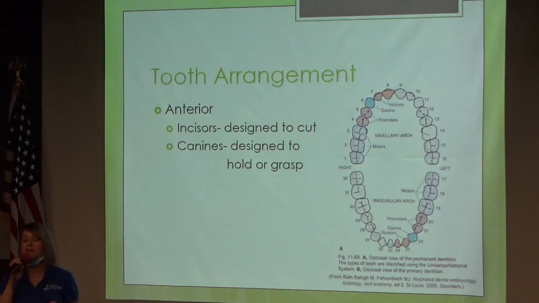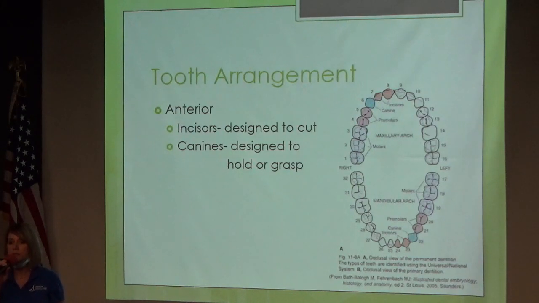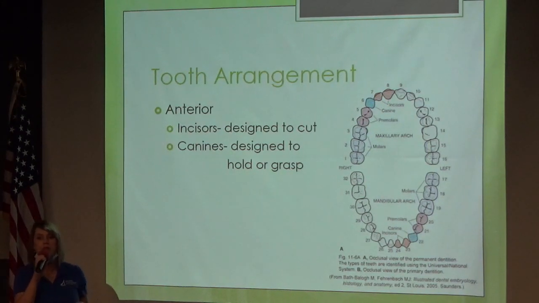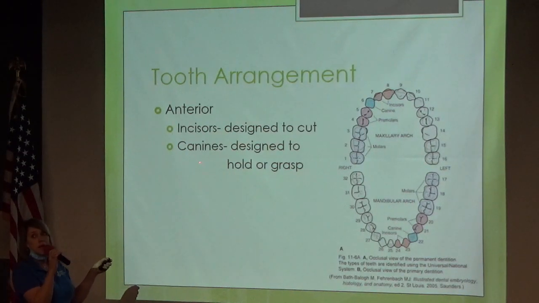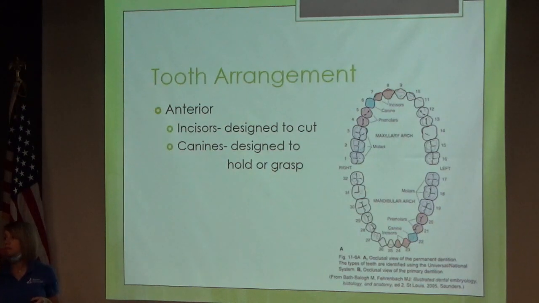And their job is to incise or to cut. And then the last tooth that we would see in the anterior is going to be which one? Canines. And what's the job of the canines? To cut and tear. So, and we're going to kind of grasp.